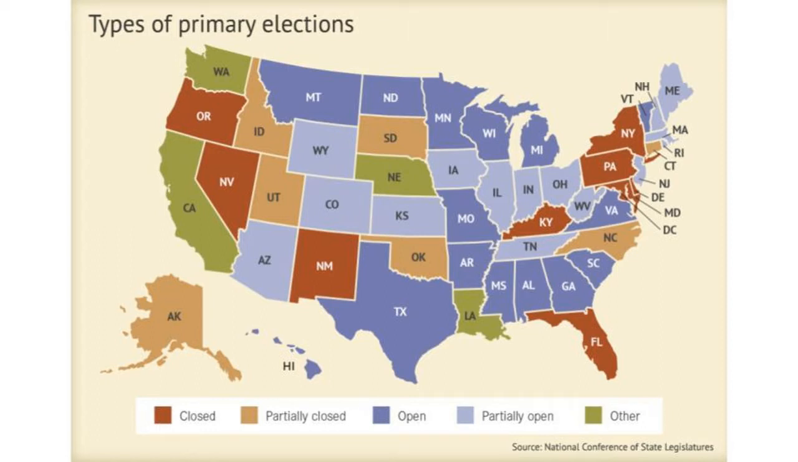And then there are open primaries where anyone from any party can vote in any party's primary. And then there are some states, like Ohio, for example, that are semi-open or semi-closed, somewhere in between. When you go to vote in a primary in Ohio, you will approach the desk where you would show your ID, and then they will ask you, what ballot would you like? Republican, Democrat, Green Party, whatever parties are allowed to have a primary in the state of Ohio at the time.